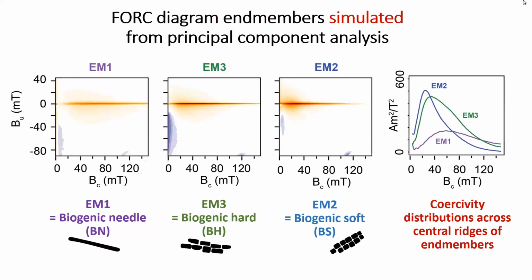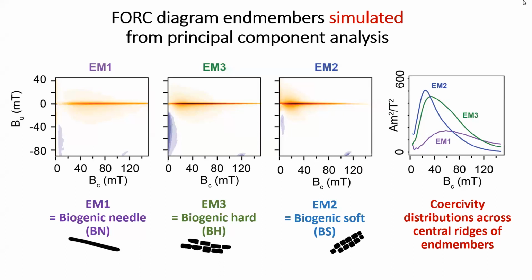If we zoom in, what I want to highlight is that these simulated magnetofossil end members from our analysis are strikingly similar to what we would expect for real data sets. Just to run through them, over here on the left is end member 1, and it has the highest contributions to the central ridge, high coercivities. This is the fingerprint of our biogenic needle component. In the middle, in green, is end member 3, and this has the most mid-range coercivities in the central ridge area. And this corresponds to our slightly more elongated conventional magnetofossils or the biogenic hard component.